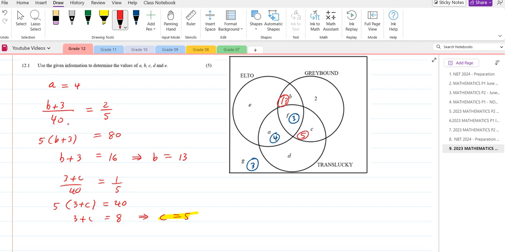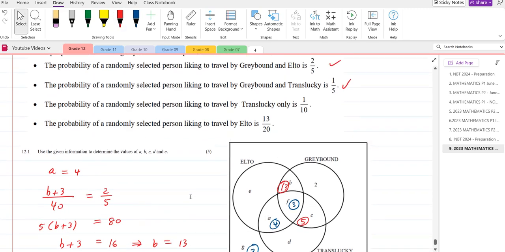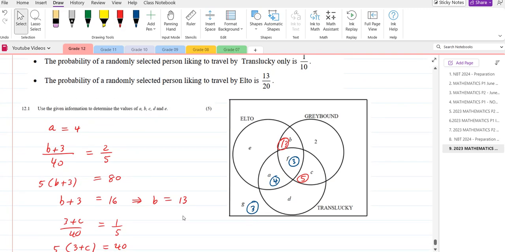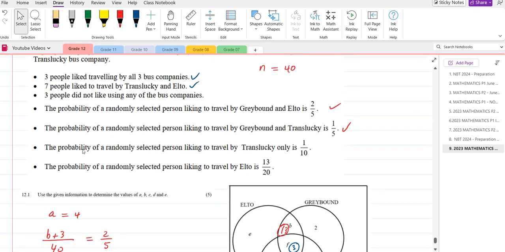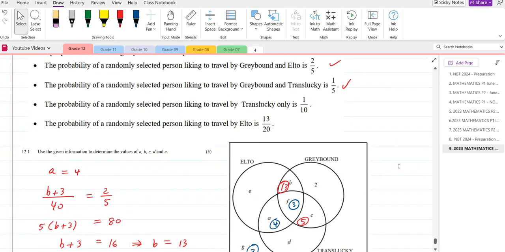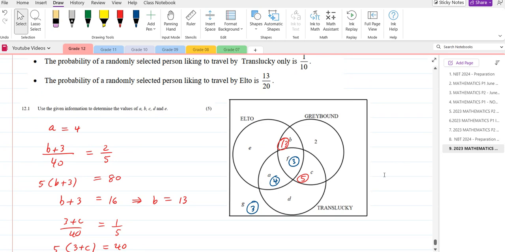Okay, so everything is making sense so far. So 8 out of 40 is 1/5. So what do we have? We got A, B, C. Next one, the probability of a randomly selected person liking to travel by Translucky only is 1 out of 10. Translucky only. So that's going to give us D. Only Translucky, which is D.